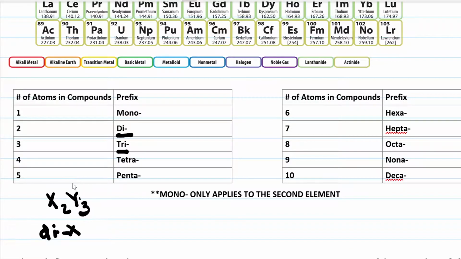Looking at this compound, you would need 3 Y atoms to produce one whole compound, so we need to use the tri prefix. Something like tri-Y. Obviously this is just a hypothetical situation, but the idea and the pattern here remains the same. What you have to do is identify the number of atoms that are constituent of a compound, and then make that association with the appropriate prefix. Awesome. So now let's look into some examples.